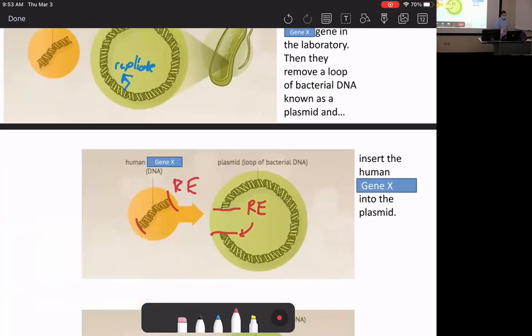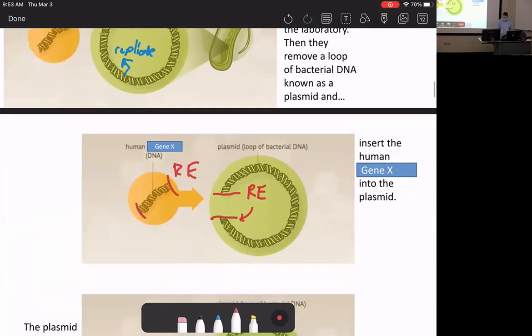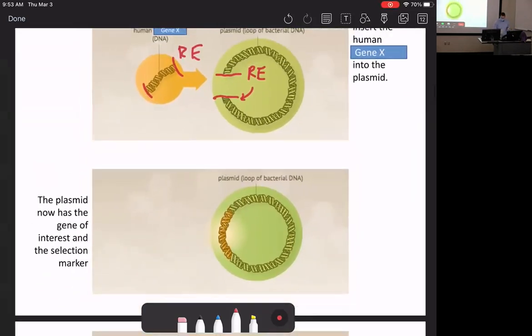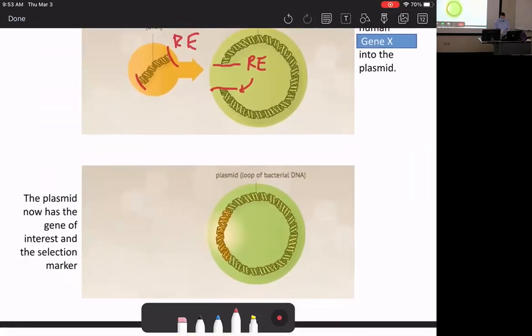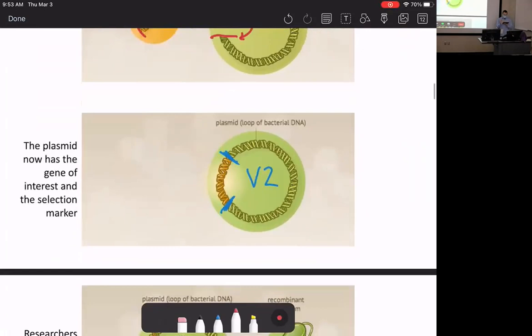So if we make these sticky ends in the plasmid and on our gene of interest, eventually we should have a pretty successful annealing right here. We'll get this sealed up, and now the plasmid is something like version 2.0, let's say, because now it's got the gene we want. So, sweet. Now we have basically a little chemical factory that can make this gene.